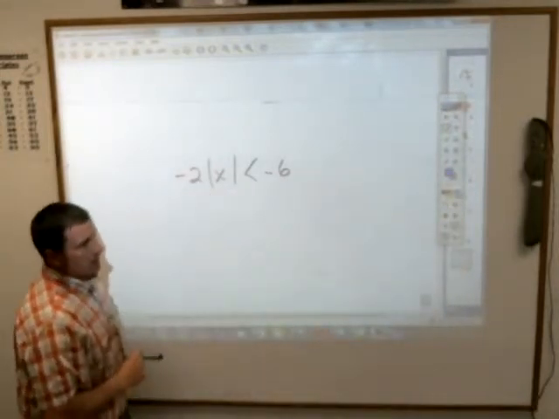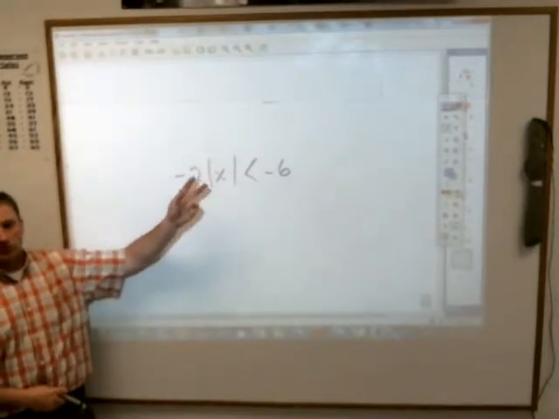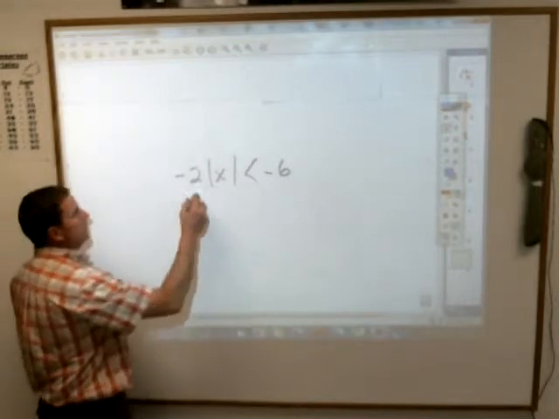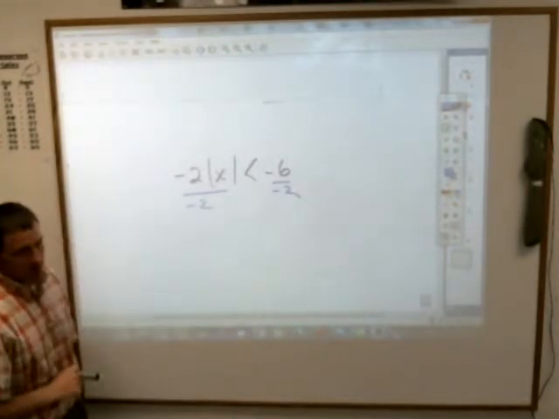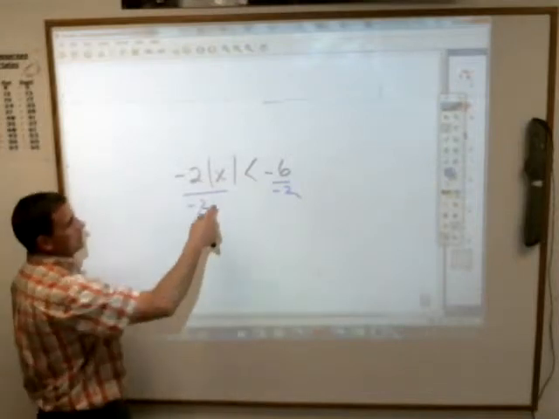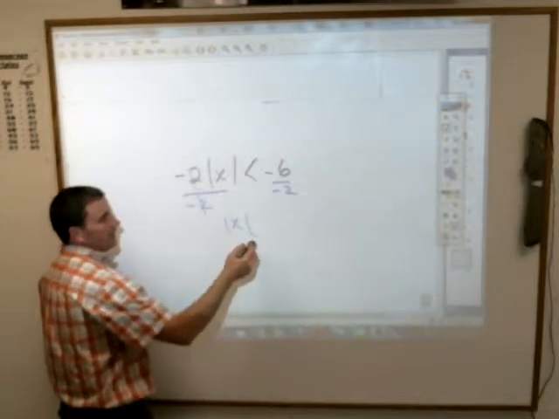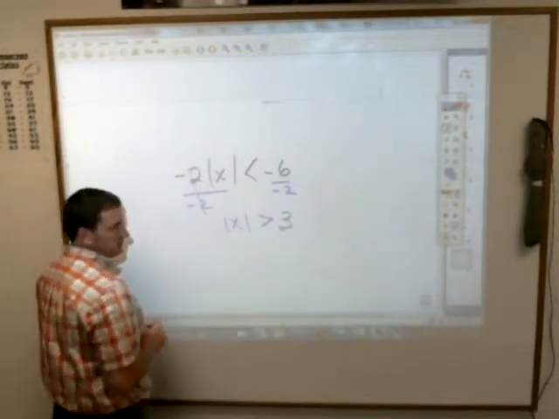It's a combination. The first thing you want to do is to isolate that absolute value thing. So in order to do that, you need to divide by -2. And then you must remember that when you divide by a negative, what happens? Flip the side. Yeah, the inequality sign has to change. This goes away. You have the absolute value of x. The sign has to change to its opposite. This becomes a 3.